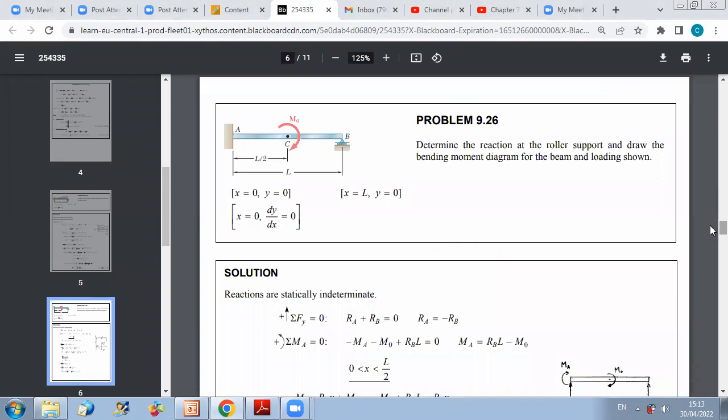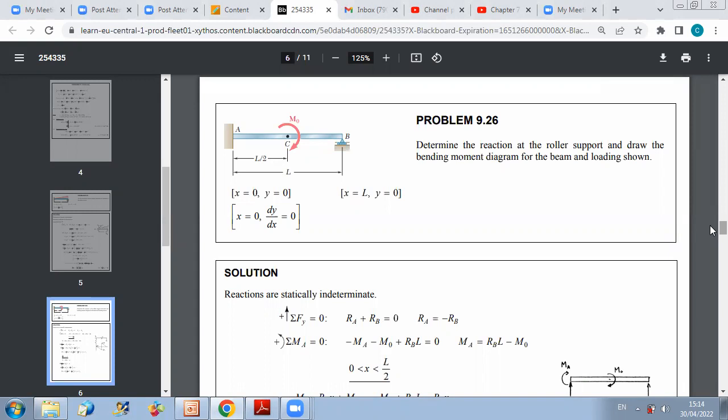Another problem. Determine the reaction at the roller support and draw the bending moment diagram for the beam and loading shown. So in the following figure, we have also a fixity and a roller, and we want to find the reaction at B. So this is a little bit similar to what we have seen before.